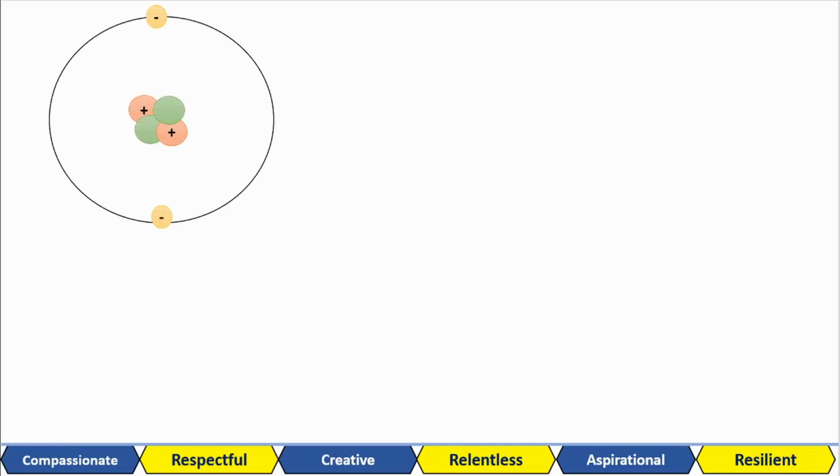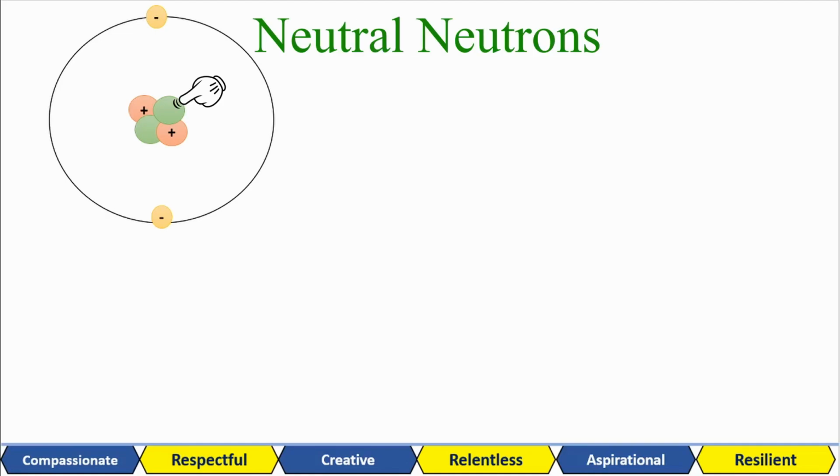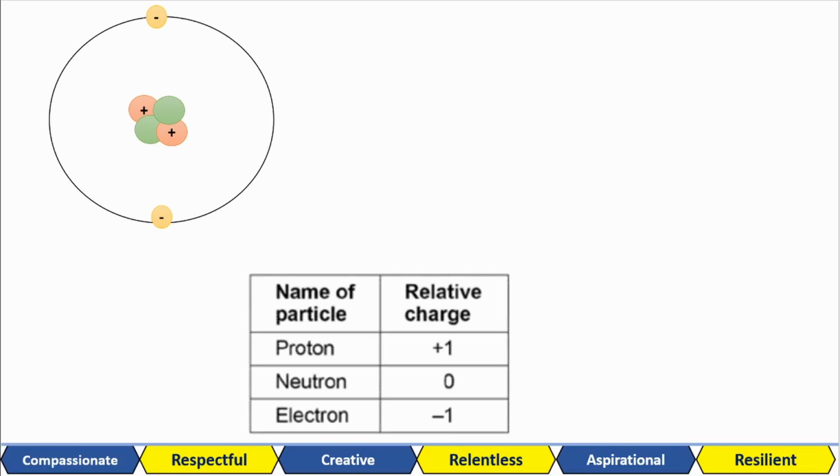Here is an atom of helium. As you can see, it's made up of positively charged protons and neutral neutrons in the nucleus. Also, you have negatively charged electrons in the energy levels on the outskirts. This table summarizes all of that.